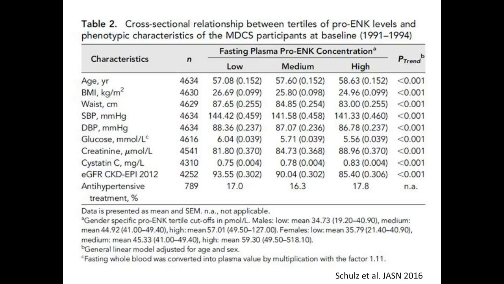But again, these are the cross-sectional baseline data. With increasing proenkephalin level, low, medium, high tertile, your serum creatinine is definitely higher, cystatin C is higher, and the estimated GFR is definitely lower. So that makes a lot of sense in relation to the critically ill patients.